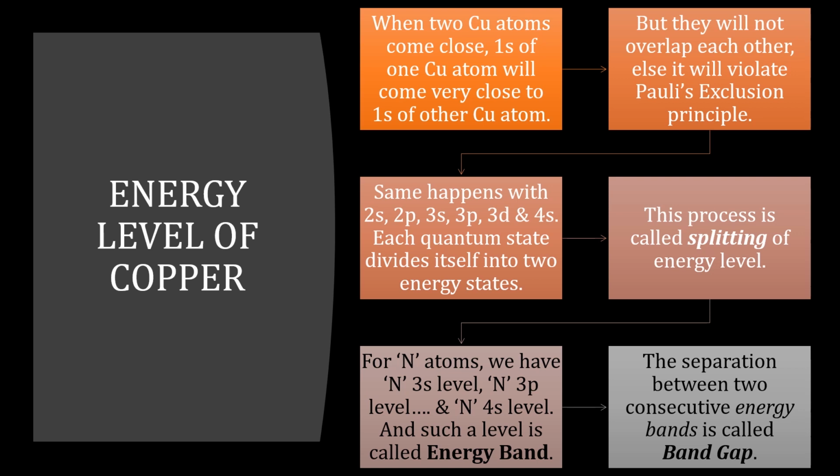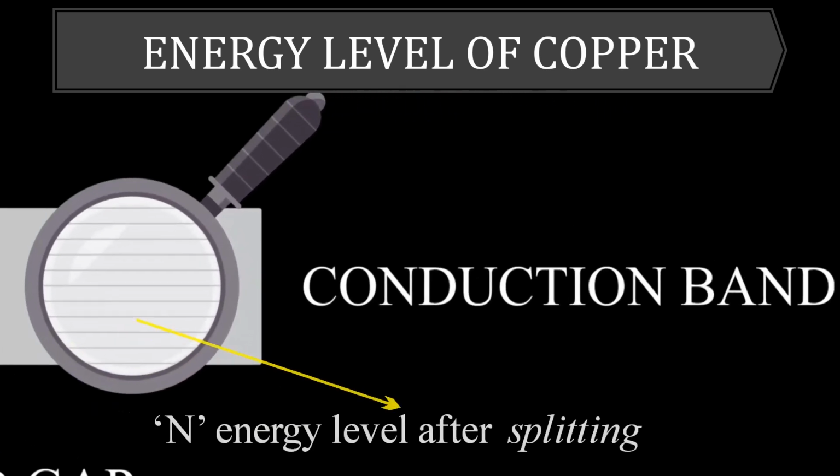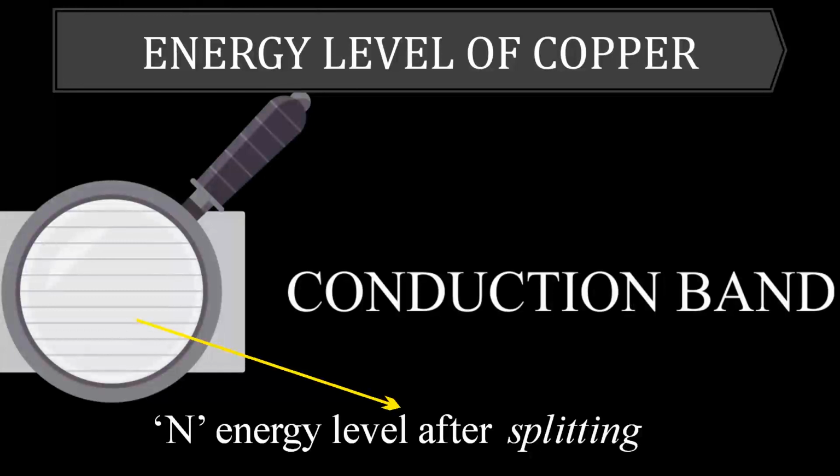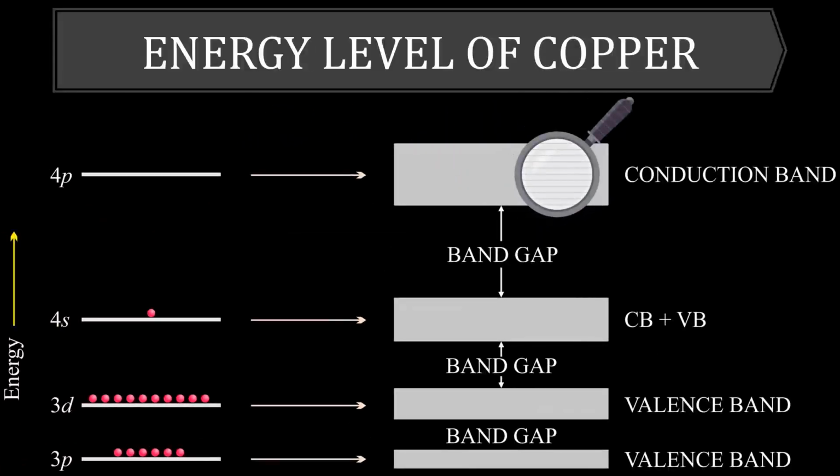I shall show you the same in the energy diagram. In this diagram, I haven't shown all levels. I have shown 3p and 3d, 4s and 4p. As you can see, in 4p, I have shown very clearly that this 4p has split into n energy levels, and they are very, very close to each other. This process is called splitting. And as we have in 4p, we shall also have in 4s, 3d and 3p and all the energy levels below this.